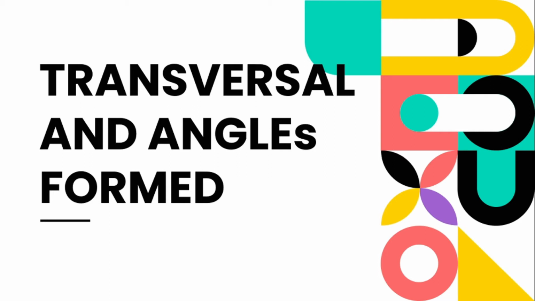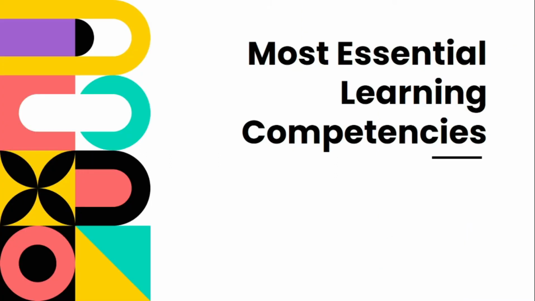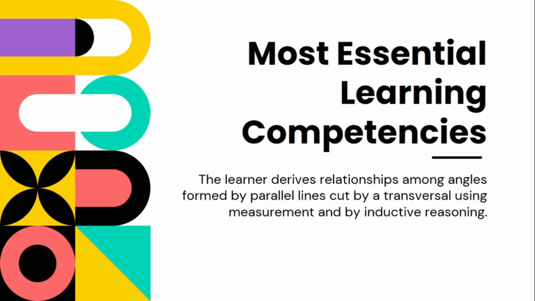So this is for quarter 3 at ang ating topic is all about transversal and angles formed. So kung hindi ka pa nanonood ng tungkol sa different geometric figures and relationship na ating week 2, panoorin nyo sa previous video natin. Okay, so for our most essential learning competencies, we have the learners derive relationships among angles formed by parallel lines cut by a transversal using measurement and by inductive reasoning.